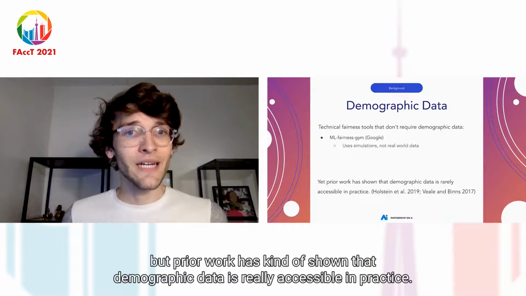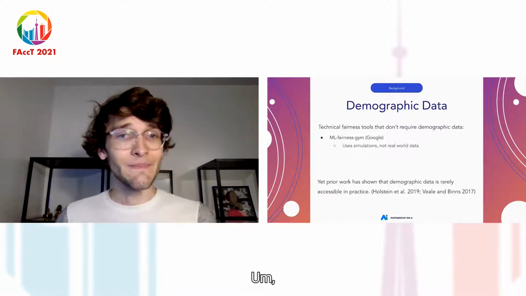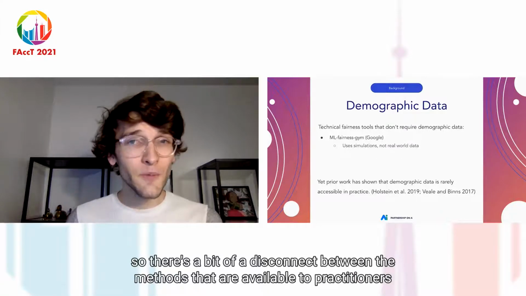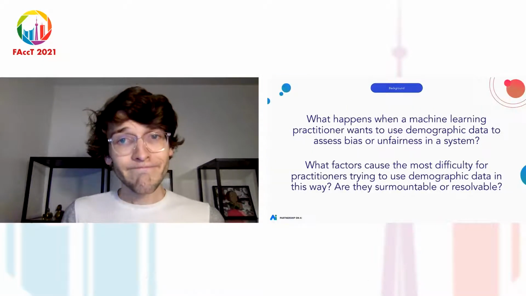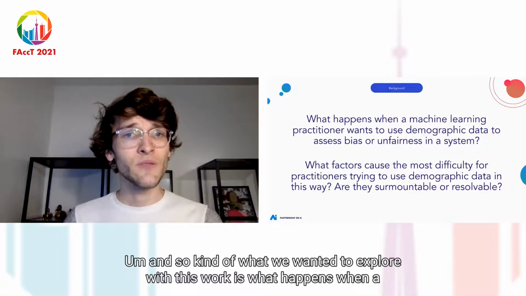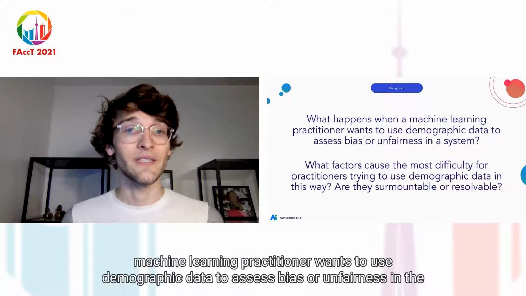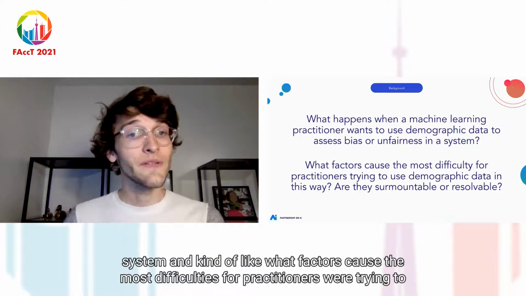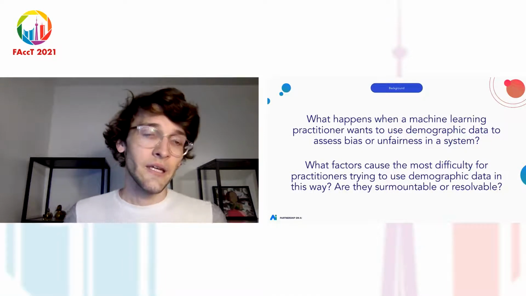But prior work has shown that demographic data is rarely accessible in practice. So there's a disconnect between the methods that are available to practitioners and the data that they actually have. What we wanted to explore with this work is what happens when a machine learning practitioner wants to use demographic data to assess bias or unfairness in a system, and what factors cause the most difficulties for practitioners who are trying to use demographic data in this way.